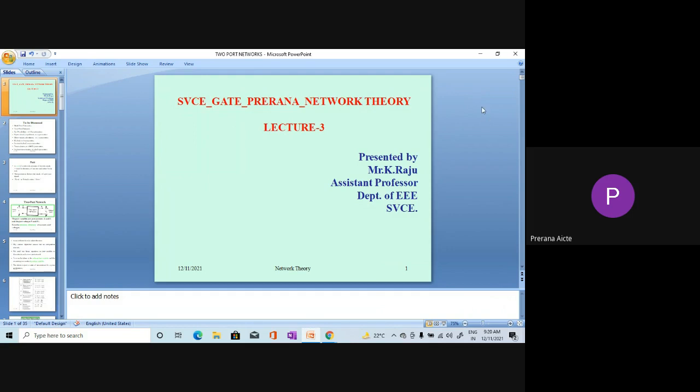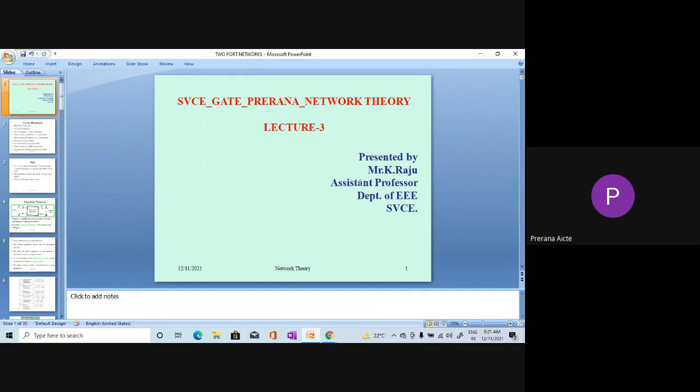Today we are going to discuss a network theory concept, that is two-port networks. Under lecture 3, I would like to deliver two-port network concepts. The importance of two-port networks for the GATE examination is very high. Why? Because we get a compulsory question in the GATE examination regarding these two-port networks.